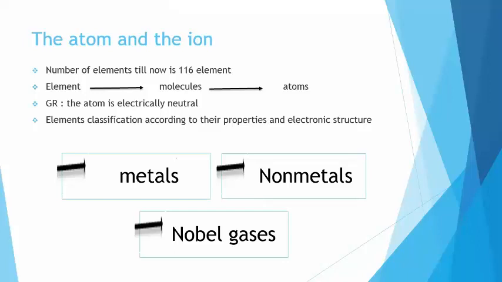Elements are classified according to their properties and electronic structure into three types: metals, non-metals and noble gases.